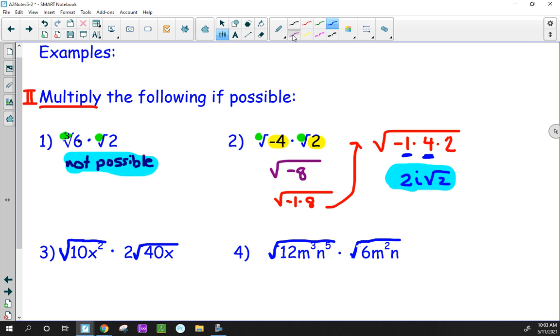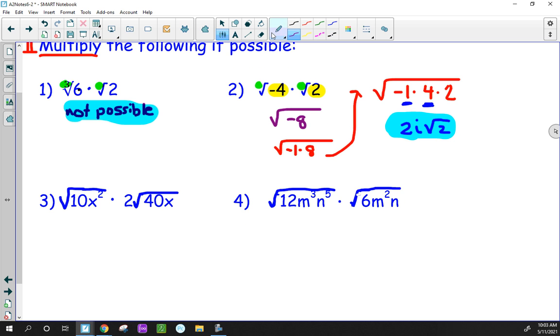Okay, example 3. We have the square root of 10x squared and 2 times the square root of 40x. Because the index numbers are the same, we are allowed to continue. Notice in number 3, there is an extra number involved. That is just being multiplied by the radical. In the first one, you can actually say there's a 1 in front. So you're going to multiply anything you see outside the radical. These numbers have to be multiplied together. 1 times 2 is 2.